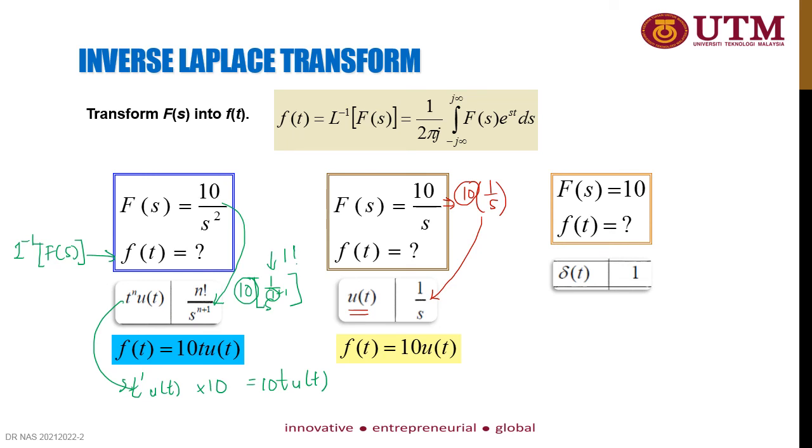Next example, F(s) equal to 10. Refer to the table. When you have delta(t), the s domain is 1. So in this case, you have 10, so this is equal to 10 times 1. This is equal to delta(t) in t domain, multiplied with 10. So the final answer is 10 delta(t).